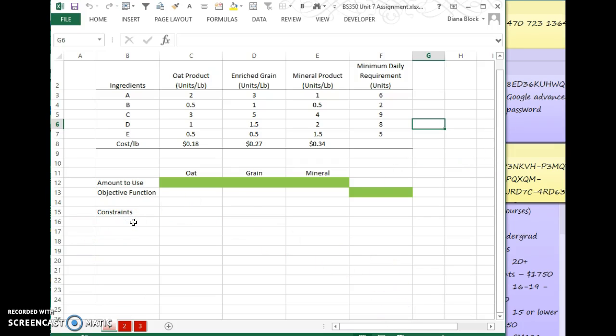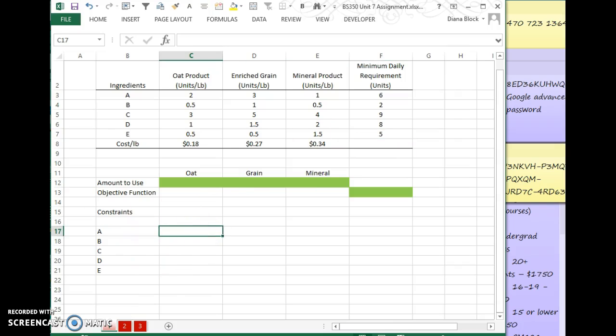So we've got constraints here, and I want to point this out. Each ingredient has a minimum daily requirement. So that means we have some constraints. And the first constraint is that we have to have a certain amount of mineral A. We have to have how much of that? At least 6 units. And we have to have a certain amount of mineral B and C. And so each one of these, we have to have a specific amount of that. So our minimum daily requirement is a constraint.